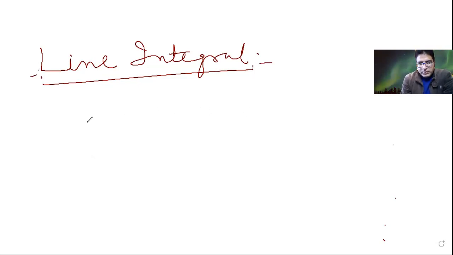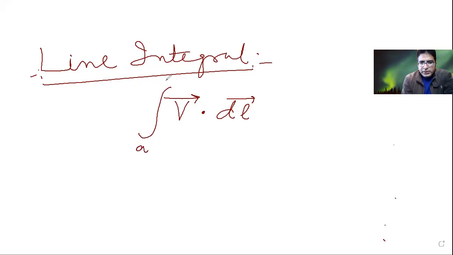We have some vector field V, which can be any vector. We dot it with the infinitesimal displacement vector. Then we integrate this dot product over some initial point to final point, where V is a vector field.